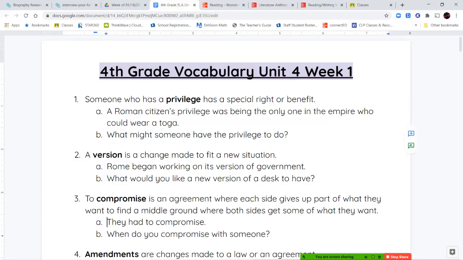We're going to be starting Unit 4, Week 1 this week, and we're going to begin with our vocabulary words as usual. Our first word is the word privilege. So someone who has a privilege has a special right or a benefit that not everyone else has.